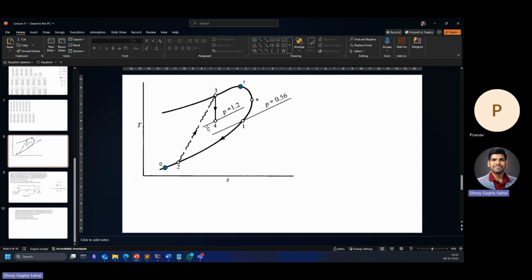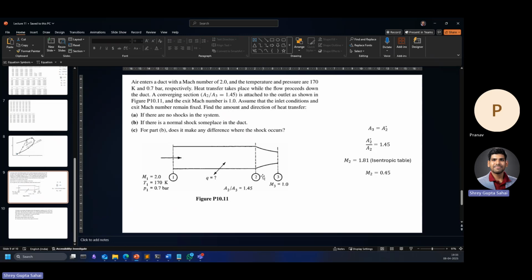Shock can occur anywhere, but that won't change the state properties at the exit or the inlet, because we know that what makes sure that the change in the location of the shock does not affect the state properties. That governs from the fact that these are the fixed conditions at exit, and there is an area ratio in the converging section of the duct.